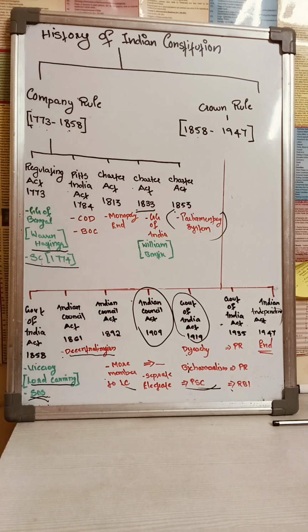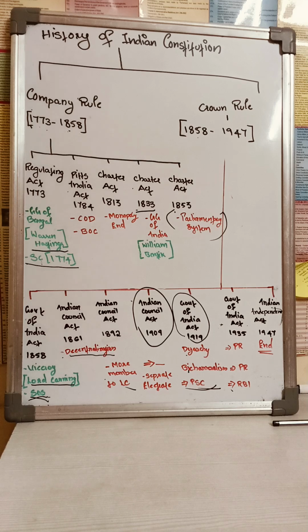So we have 5 acts under the Company rule. First is the Regulating Act of 1773. Under this act, the Governor of Bengal was made Governor General of Bengal. Madras and Bombay were made subject to the direct control of the Bengal Governor General. The first Governor General of Bengal was Warren Hastings. The Supreme Court of India was also established under this act in 1774.